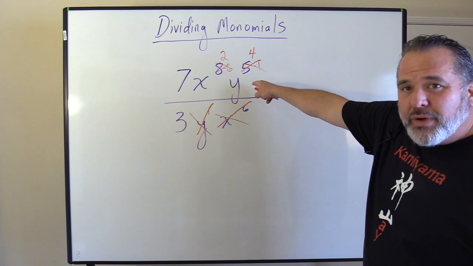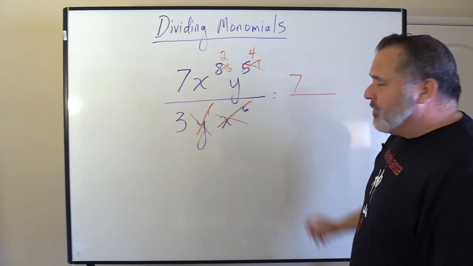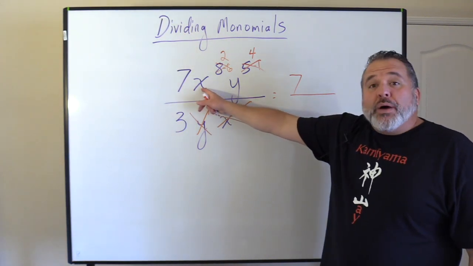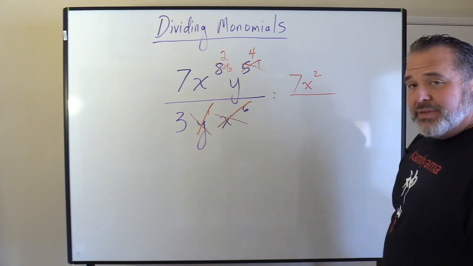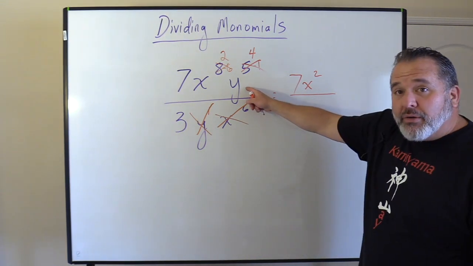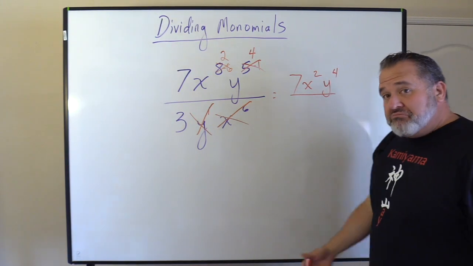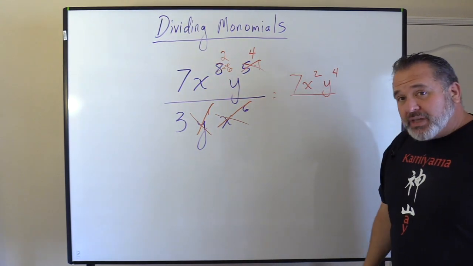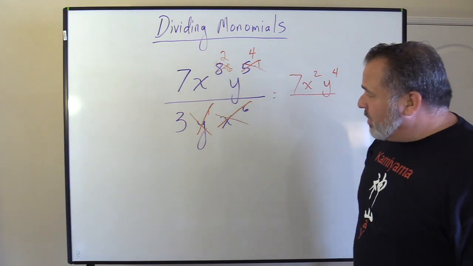But now I put an equal sign and I ask myself, what's left upstairs? What's left in the numerator of this fraction? I got a 7, so I put a 7. I got an x to the what power? To the second power, so I write this down here. And then I got a y to the what power? To the fourth power, so I put y to the fourth. I cleaned up the top, okay? It's kind of like sweeping away all the trash. I swept away all this stuff that's crossed off.